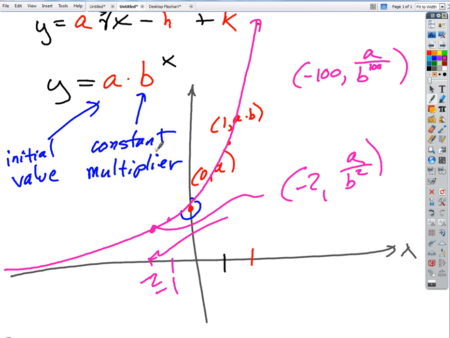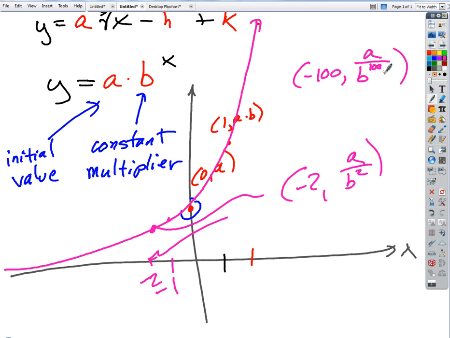It doesn't reach 0 because even if I went back to like -1,000,000, for example, I'm still going to get A divided by b to the 1,000,000. I get a really small fraction, but the only way I could ever get 0 for a fraction is if the top were 0, and it's not.